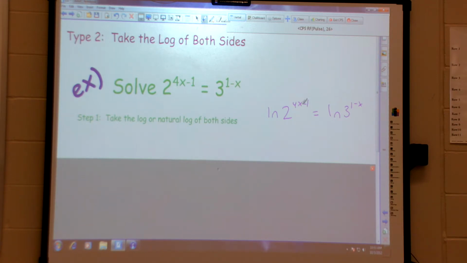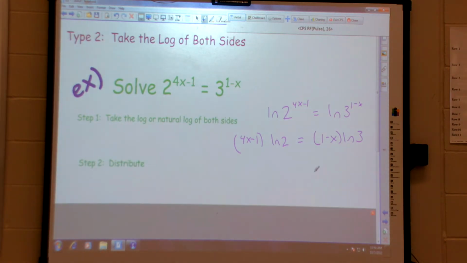But don't I have a rule that says I can bring down that power? Yes? But make sure you bring the whole thing down. 4x minus 1 times log or natural log of 2. Make sure you have parentheses because it's times natural log of 3. The reason we took the log of both sides is because we want that x out of the power so we can solve for it. You with me there? Okay.